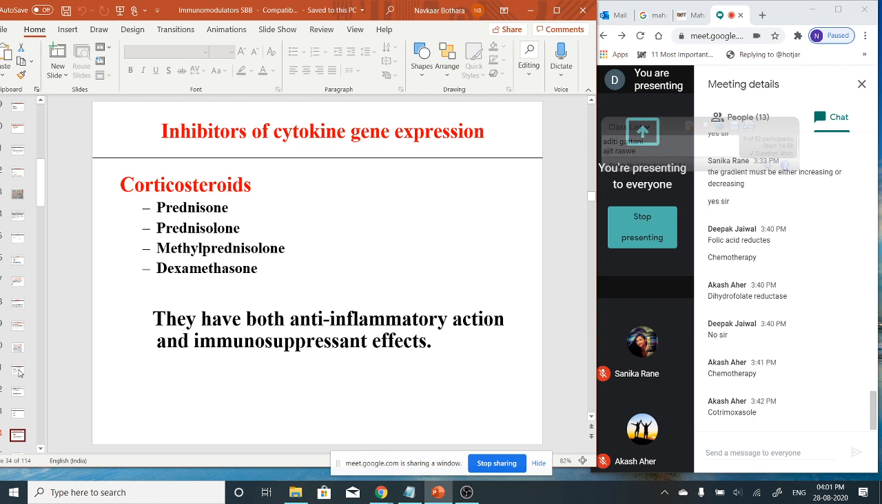Okay, the next one is glucocorticoids, which we shall see next time. Any difficulties so far?